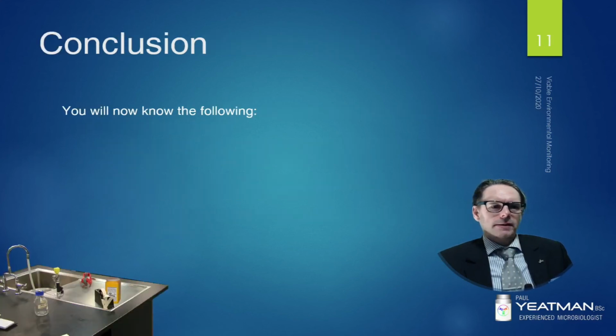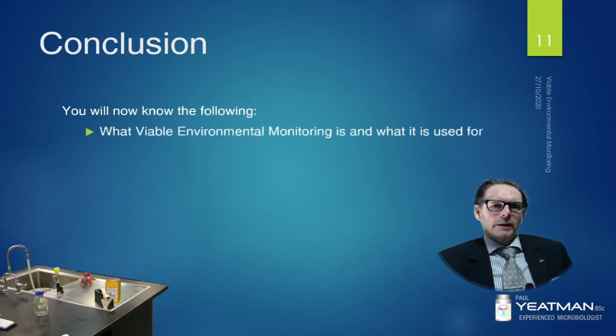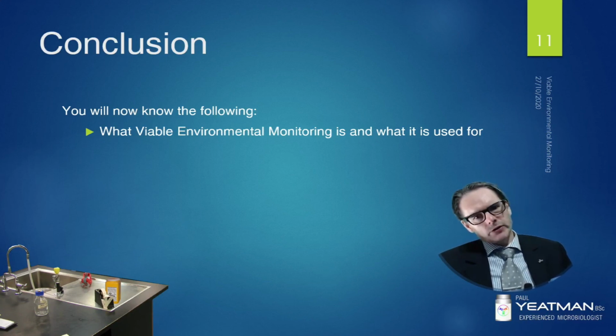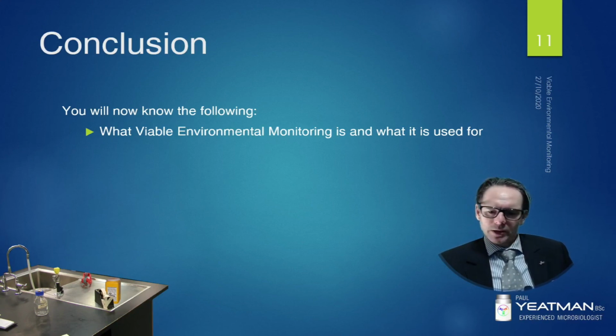So that's a little quick presentation on viable environmental monitoring. And after this, you should now know the following: what viable environmental monitoring is and what it's used for. So basically, what's the state of the room? Is the room within control or not in control? And if it's out of control, what does that mean? What does it mean to the batch? What does it mean to your processes? And what are you going to do about it?